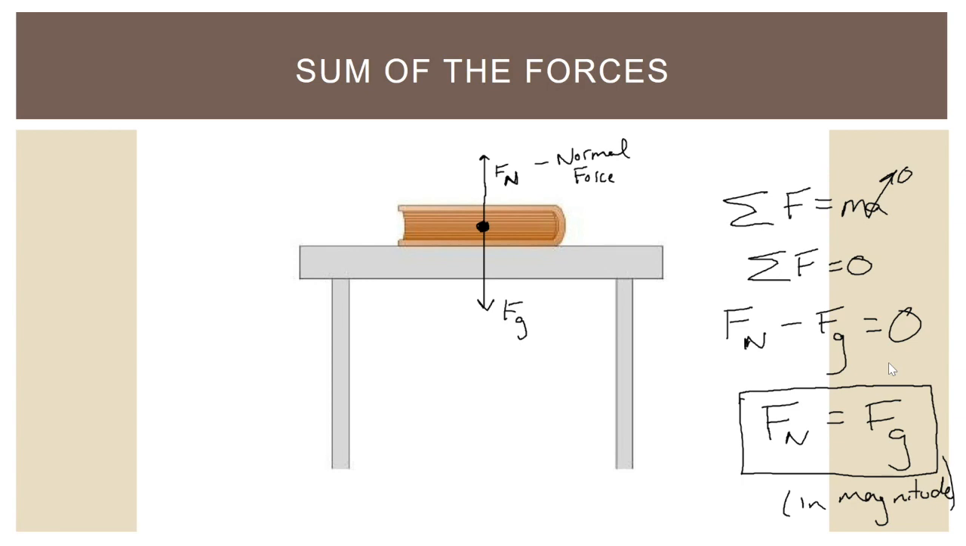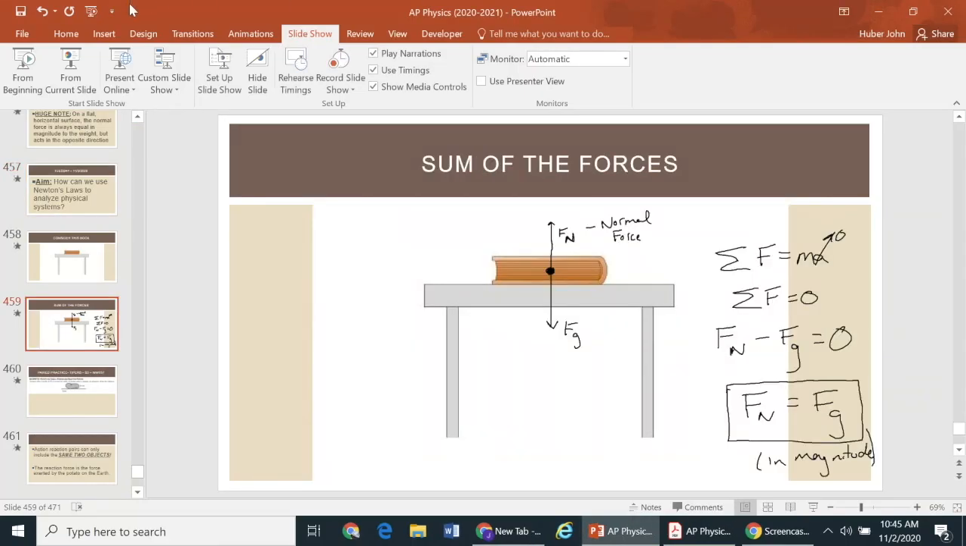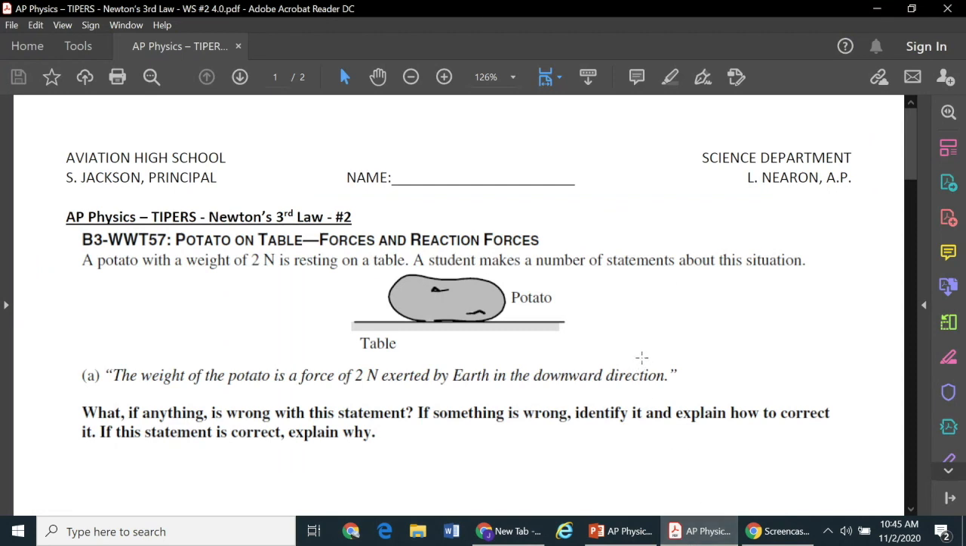Once we discussed this, we were ready to take a look at some problems. We answered some questions on a sheet entitled Newton's Third Law Worksheet number 1. Now, because we have addressed the problems on the first sheet, we are ready to address the problems on the second sheet. If you go to this post, you will see an attachment called Newton's Third Law Worksheet number 2.